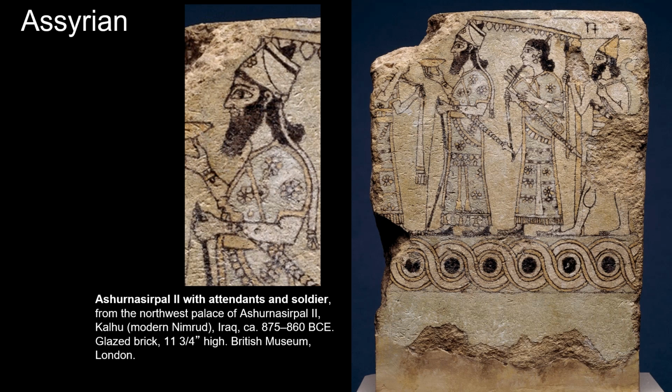And so the Assyrians, like the Sumerians and the Babylonians, and dating all the way back to the Paleolithic era, use these strategies to depict the human face. So we see these eyes from the side.